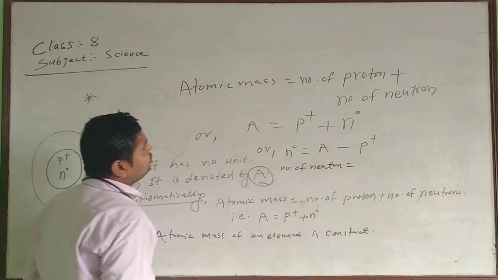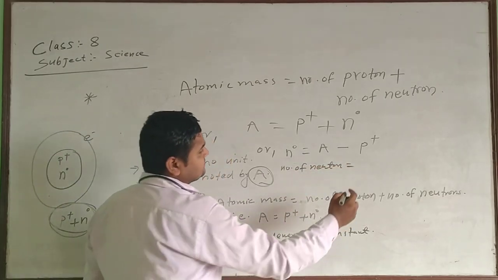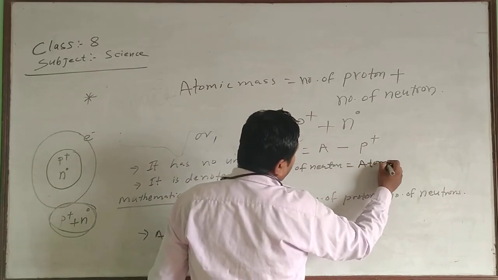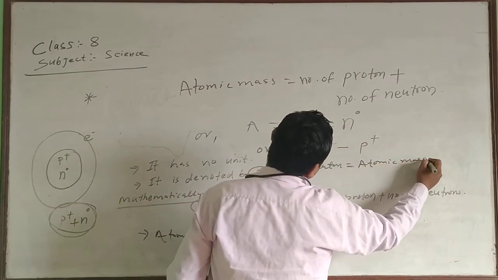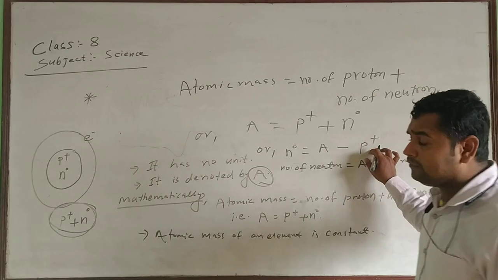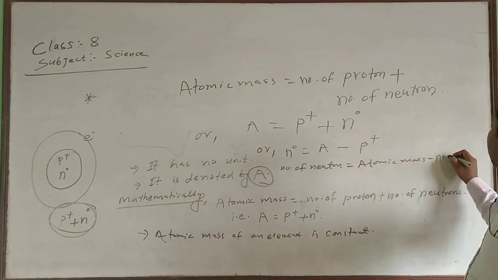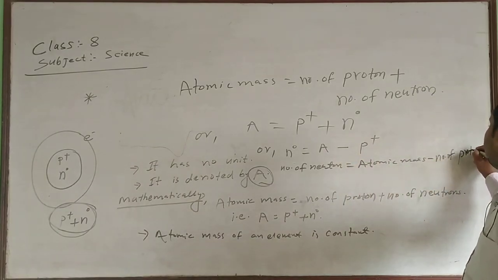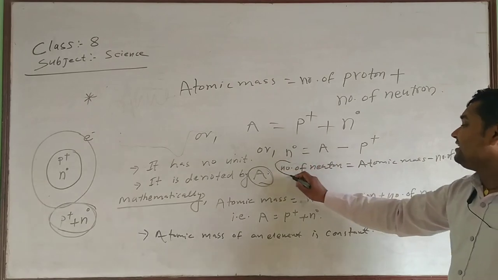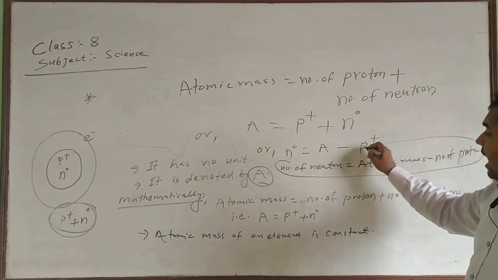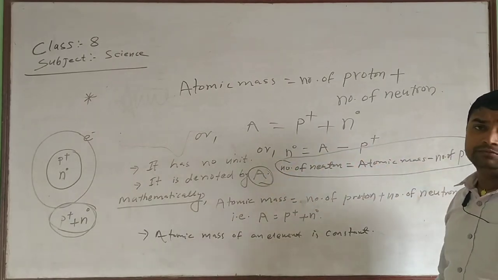Number of neutrons is equal to atomic mass minus number of protons. We can also calculate the atomic number of an atom.